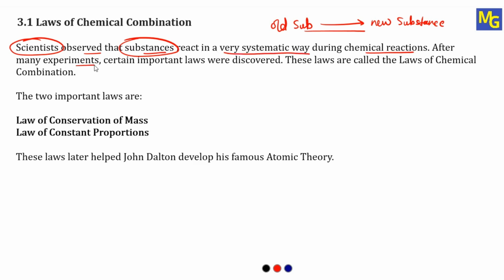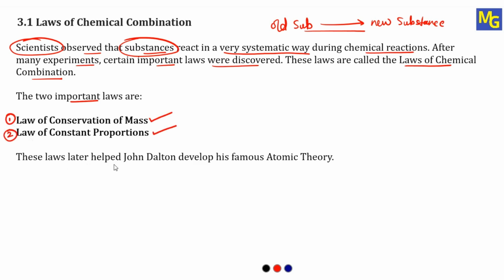After many experiments, certain important laws were discovered. These laws are called laws of chemical combination. So after doing many experiments, scientists discovered some laws, and those laws are called laws of chemical combination, where we are going to study two important laws: the law of conservation of mass, which is the first law, and then the law of constant proportion, which is the second law.